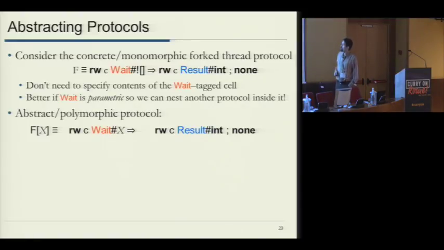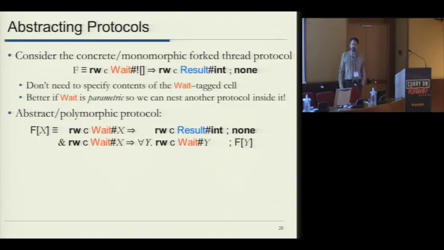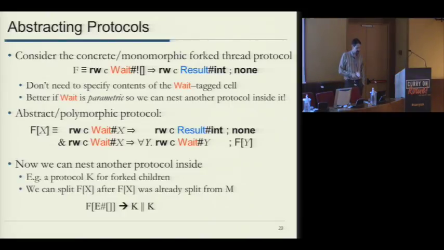Okay, so let me use polymorphism. Instead of having a protocol F, I'm going to have protocol F of X. So for all types X, or all protocols X, we could have Wait store some permission to that X protocol, and then F just says we transition to Result. But notice that kind of for free, since in this protocol the fork thread really owns the cell, we can also transition from Wait of X to Wait of any other thing Y. So there's a universal quantifier here. For all Y, we can go from Wait of X to Wait of Y. And this is going to let us nest some other protocol inside.